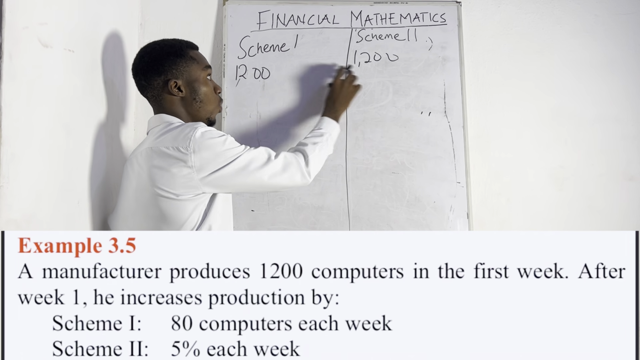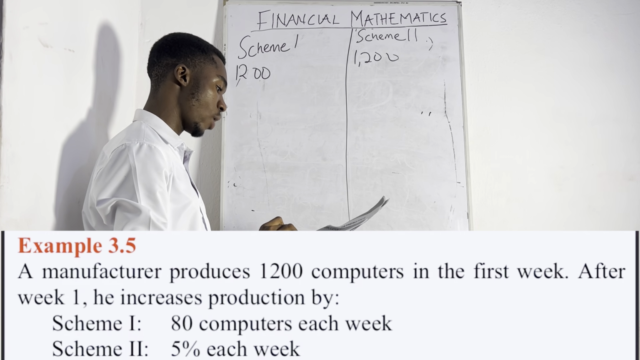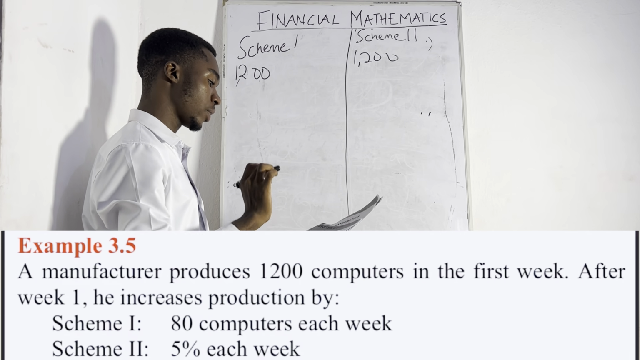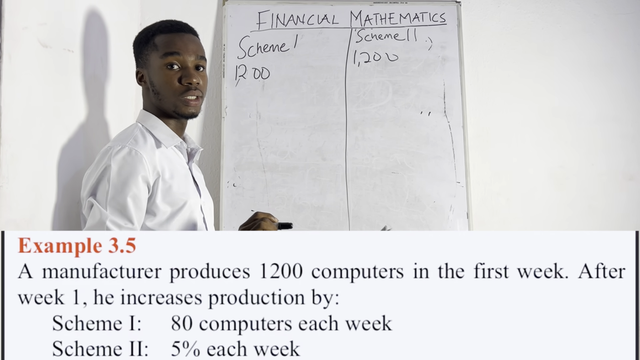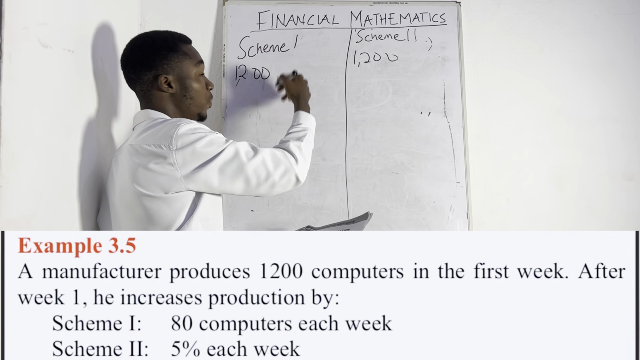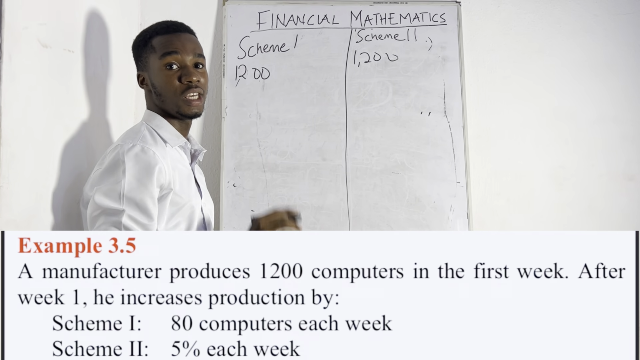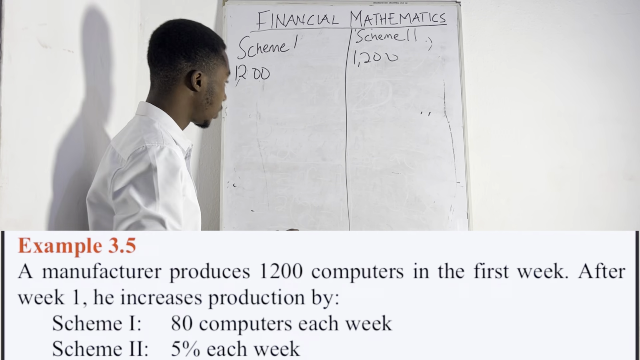So this is for week 1. So after week 1, for both of them, it says for scheme 1, he increases production by 80 computers each week. You get it? So for scheme 1, which is this one, 80 computers each week. Then for scheme 2, he increases it by 5% each week. So let's start with scheme 1.